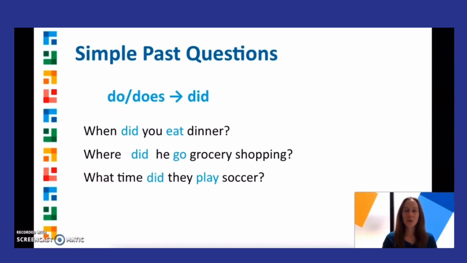And it's also common to add a time phrase to show you're talking about the past. When did you eat dinner yesterday? Where did he go grocery shopping last week? What time did they play soccer on Saturday?